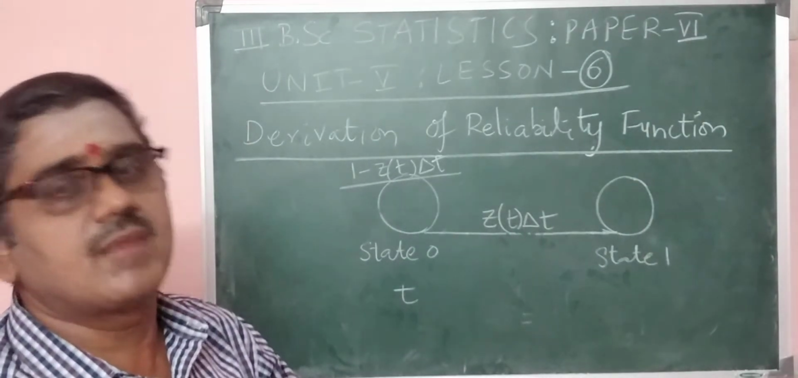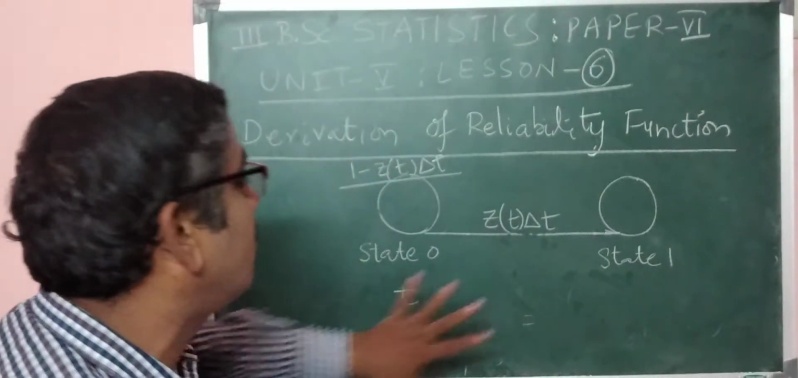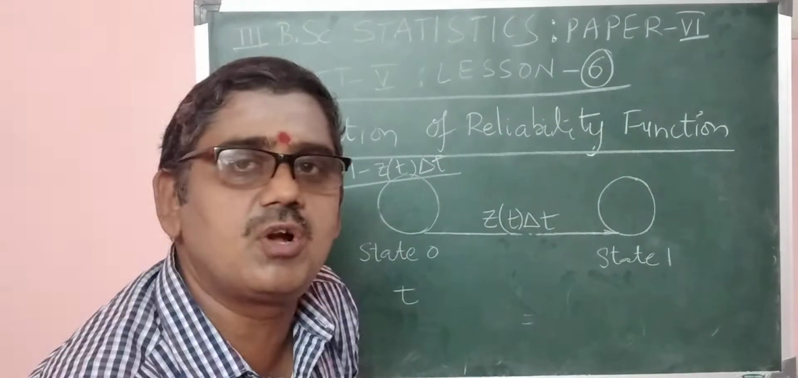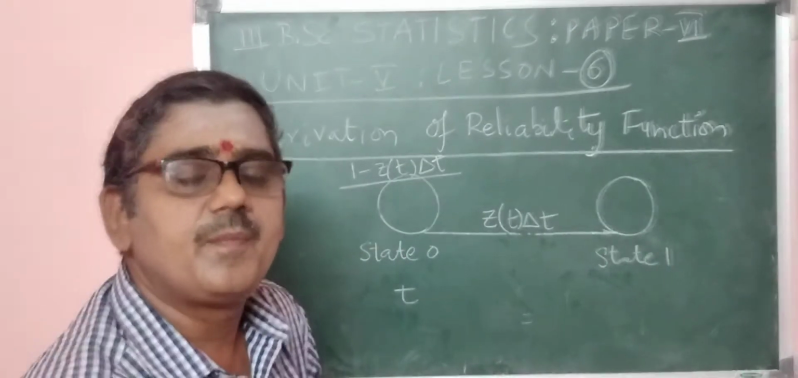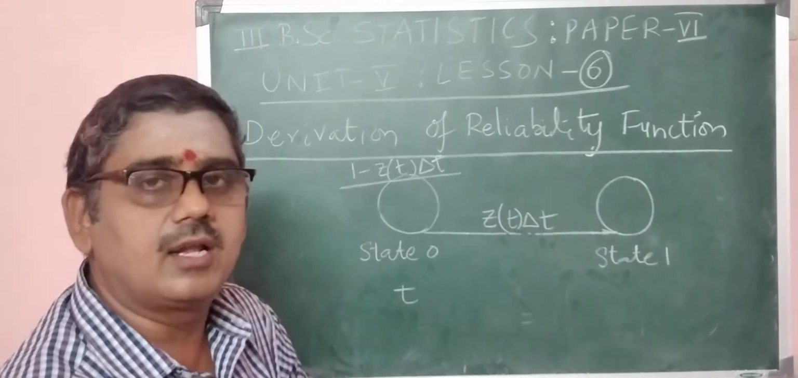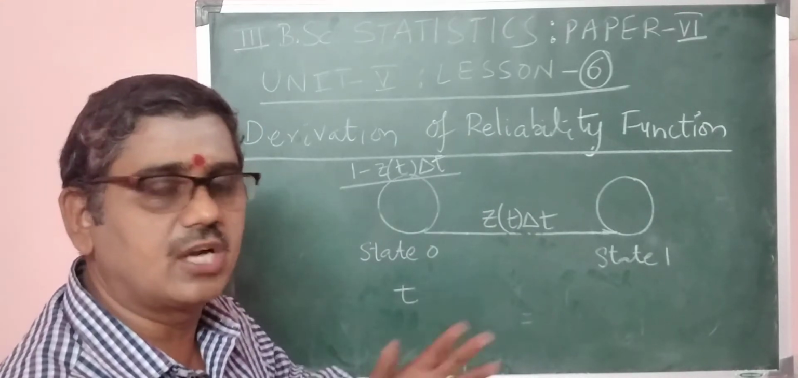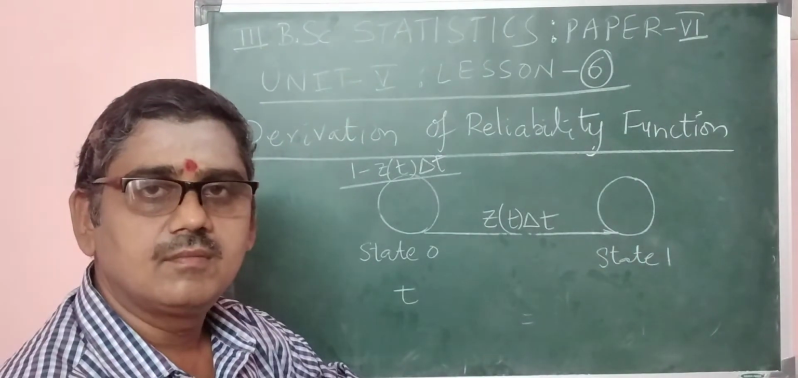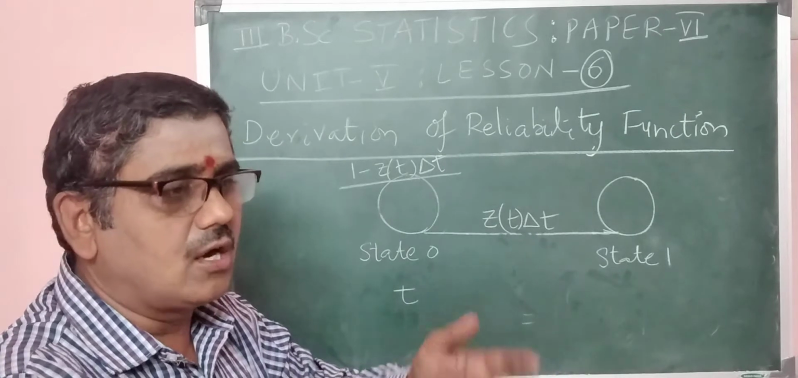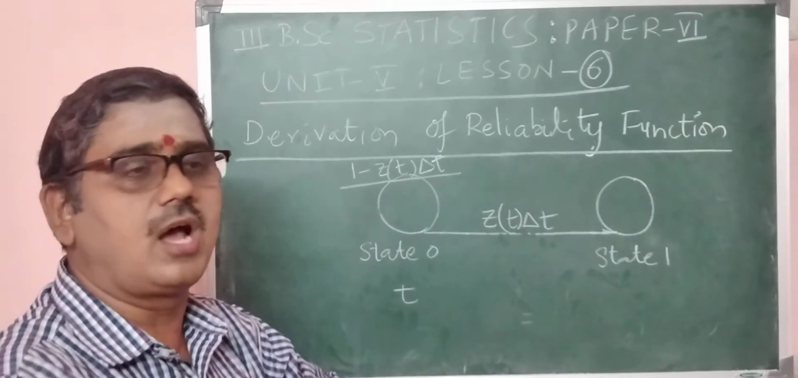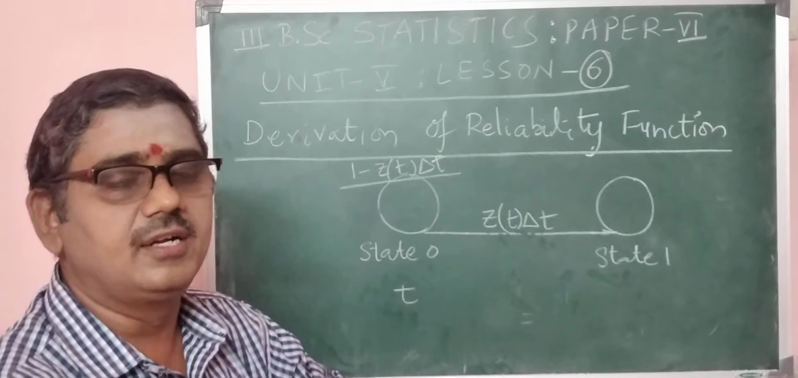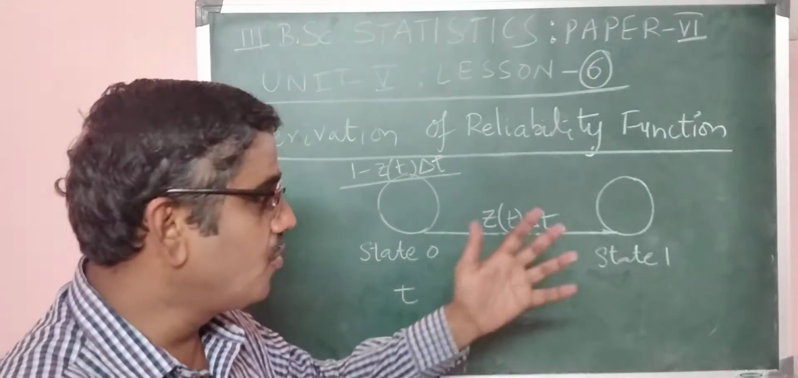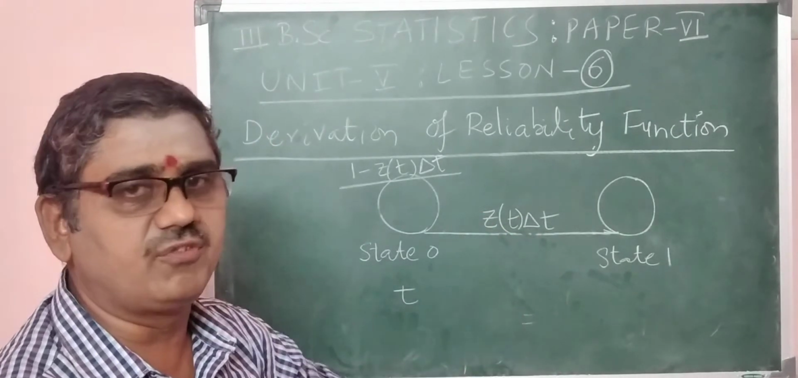For which I am considering two particular probabilities. This is regarding state 0 and state 1. To identify state 0 and state 1, this is the information. And z of t, delta t, t plus delta t, z of t delta t, state 0, state 1. These are the terms, some particular ideology behind the calculation of the reliability function. If you know this, you can proceed further.